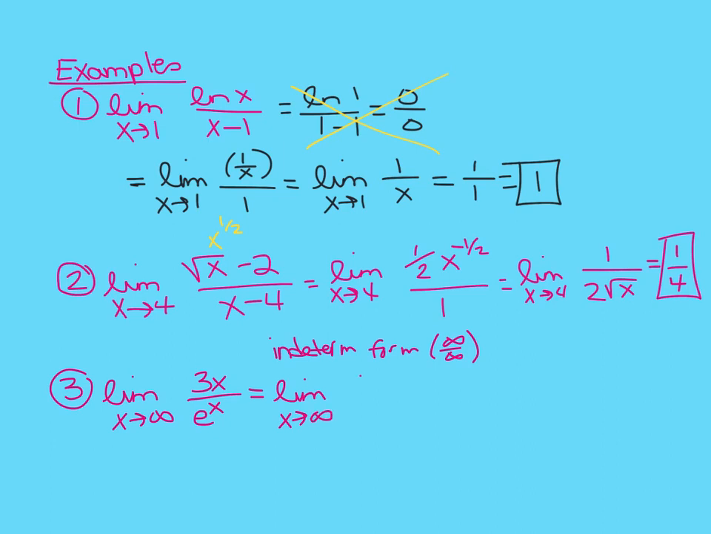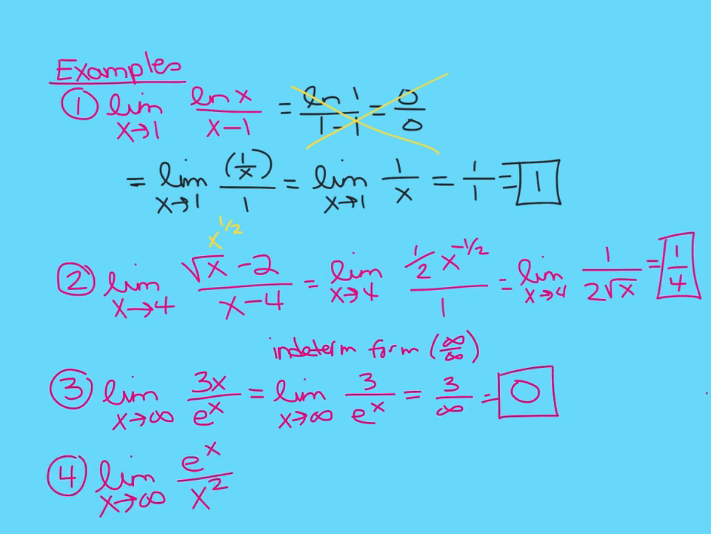I end up getting 3 over e to the x, so I still get an infinity in my denominator, but now I have 3 over infinity. Keep in mind, if you have a really small number over a really big number, that's going to be equivalent to a limit of 0.